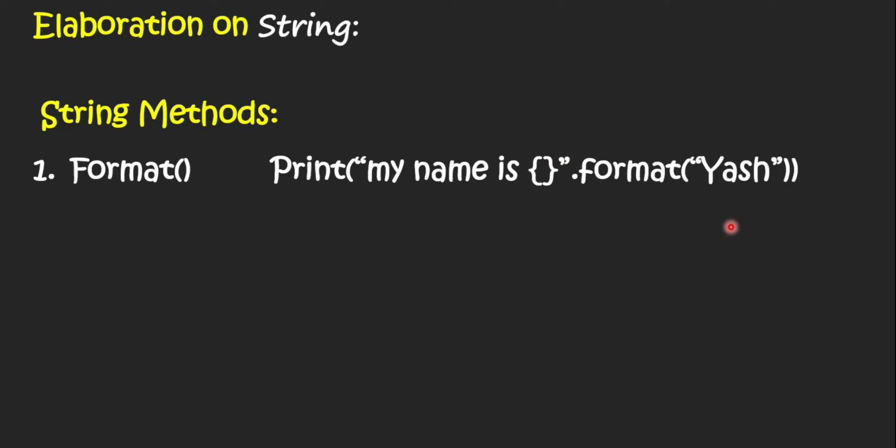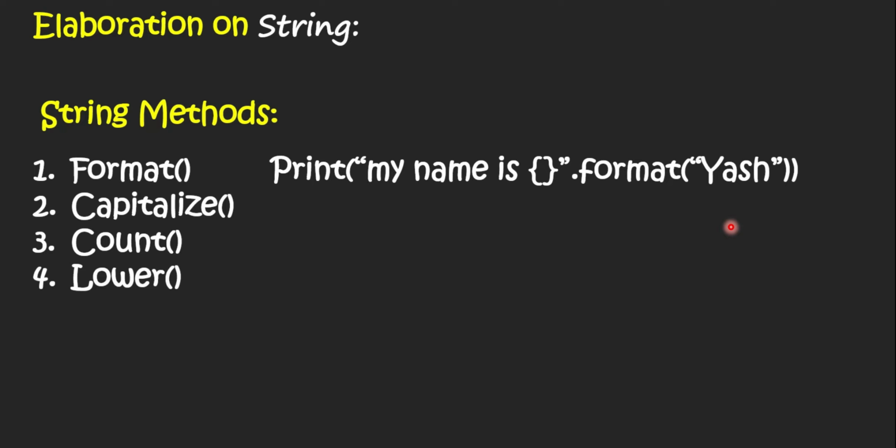So that is how dot format works. The second one is capitalize. So capitalize would capitalize all the alphabet present inside the string. Second one is count. It would just count all the alphabets or also the spaces inside this string. Next one is lower. It would just lower the entire string. It would print the entire string in lowercase.